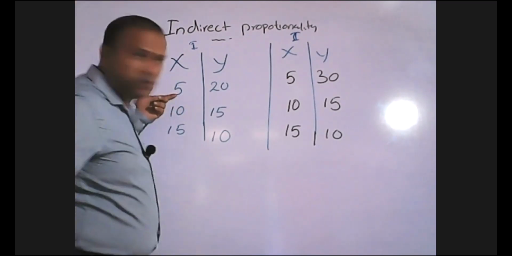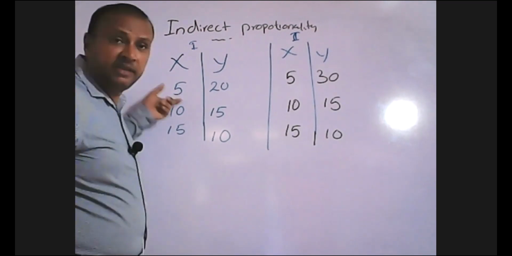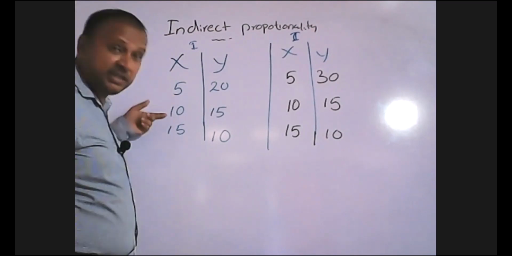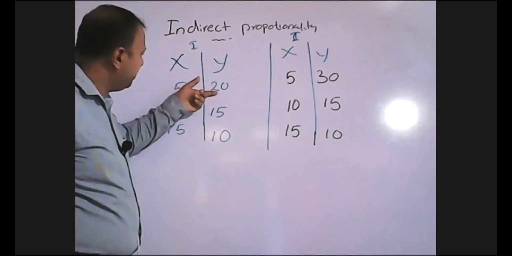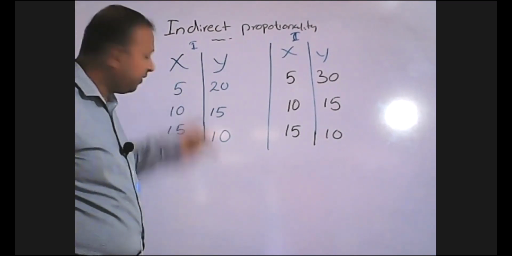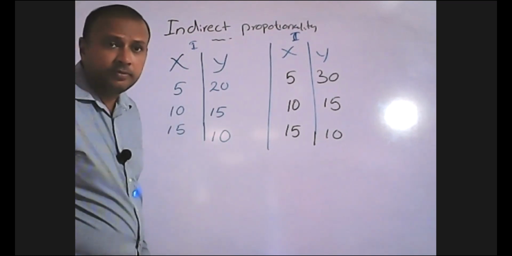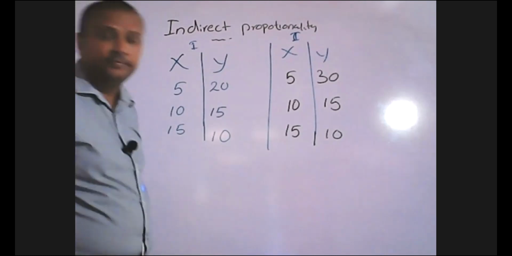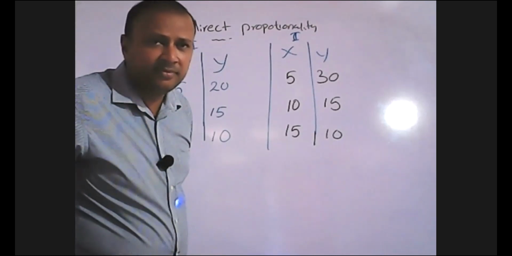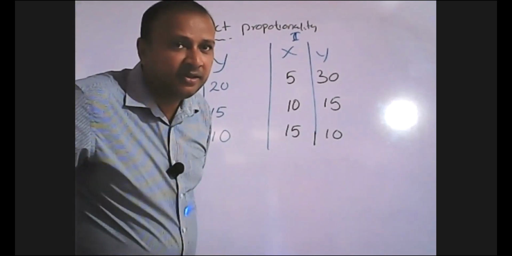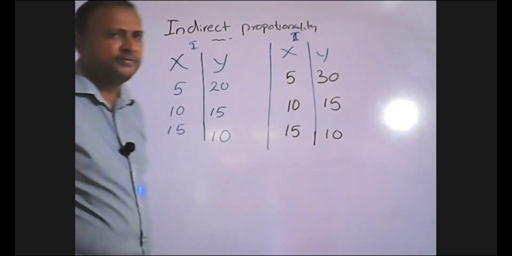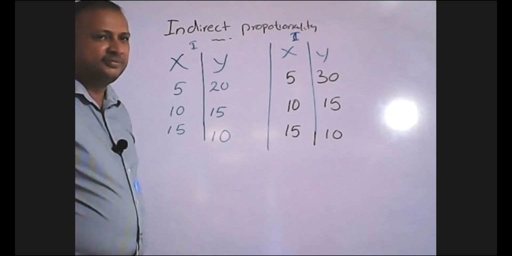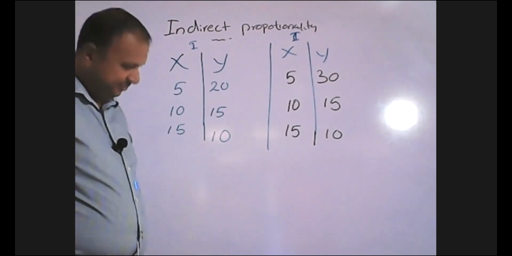But look at case 1. That's case one. X increases by 5 by 5, and Y decreases by 5 by 5. So this one increases by five each time, and this one decreases by five each time. Case one, sir. Case 1. Yes. Others?